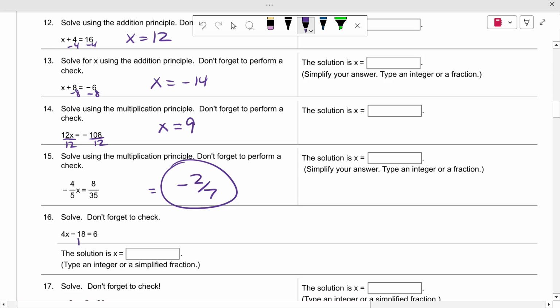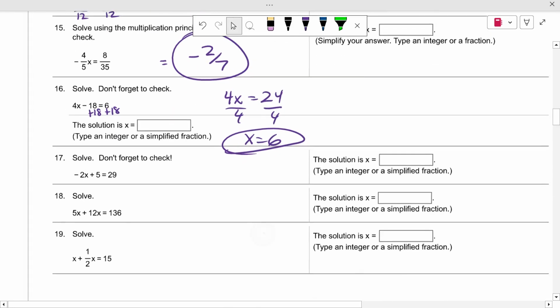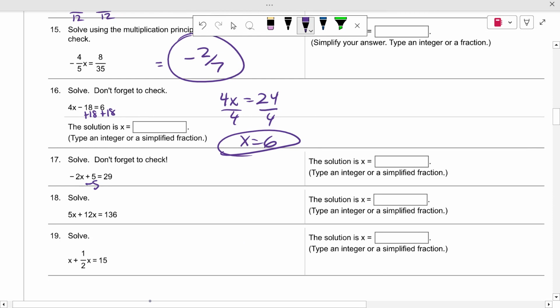So the next one, you would add 18. So 4x equals 24 and divide by 4. X equals 6. Here you'd subtract 5 from each side. So negative 2x would equal 24 and divide by a negative 2. X equals negative 12.